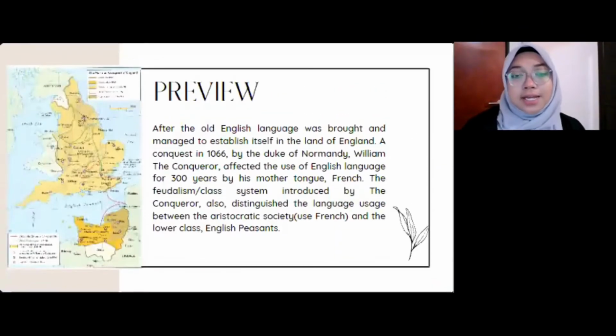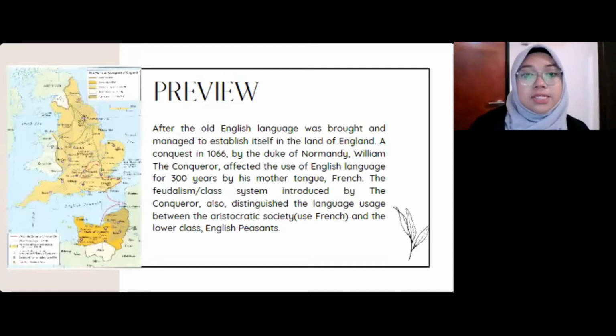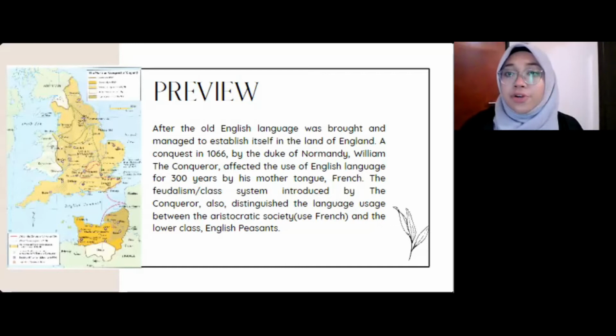After the Old English language was brought and managed to establish itself in the land of England, a conquest in 1066 by the Duke of Normandy, William the Conqueror, affected the use of the English language for 300 years by his mother tongue, French. The feudalism, or the class system, that was introduced by the conqueror also distinguished the language usage between the aristocratic society who used French and the lower class English peasants. So for 300 years, English was isolated from its own land, and this presentation will explain how the language emerged from the shadow.